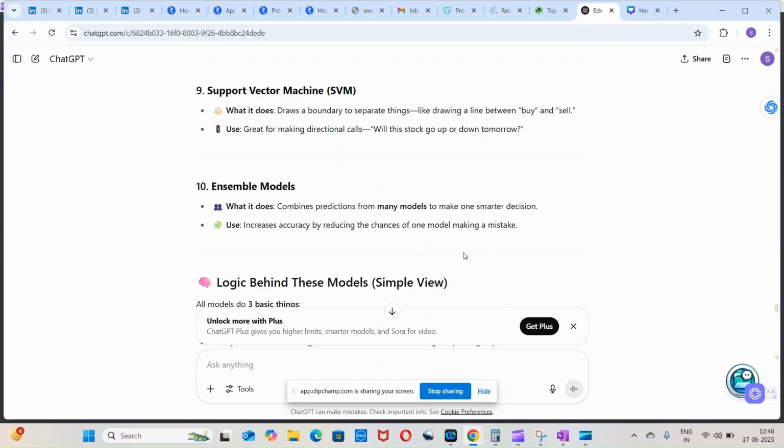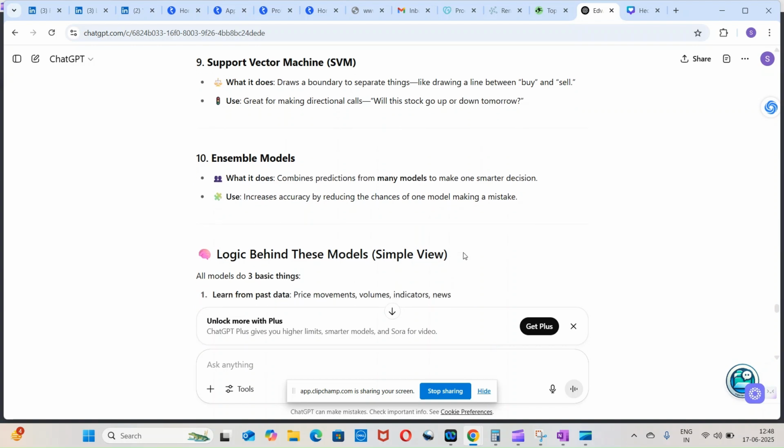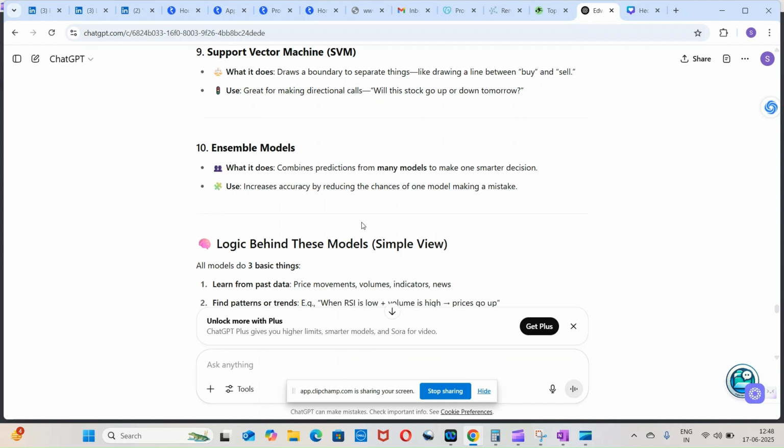Ensemble models. So these combine predictions from many models to make one smarter decision. This increases accuracy by reducing the chances of one model making a mistake. So this is a combinatory model that takes advantage of all the models to try to make the prediction better.